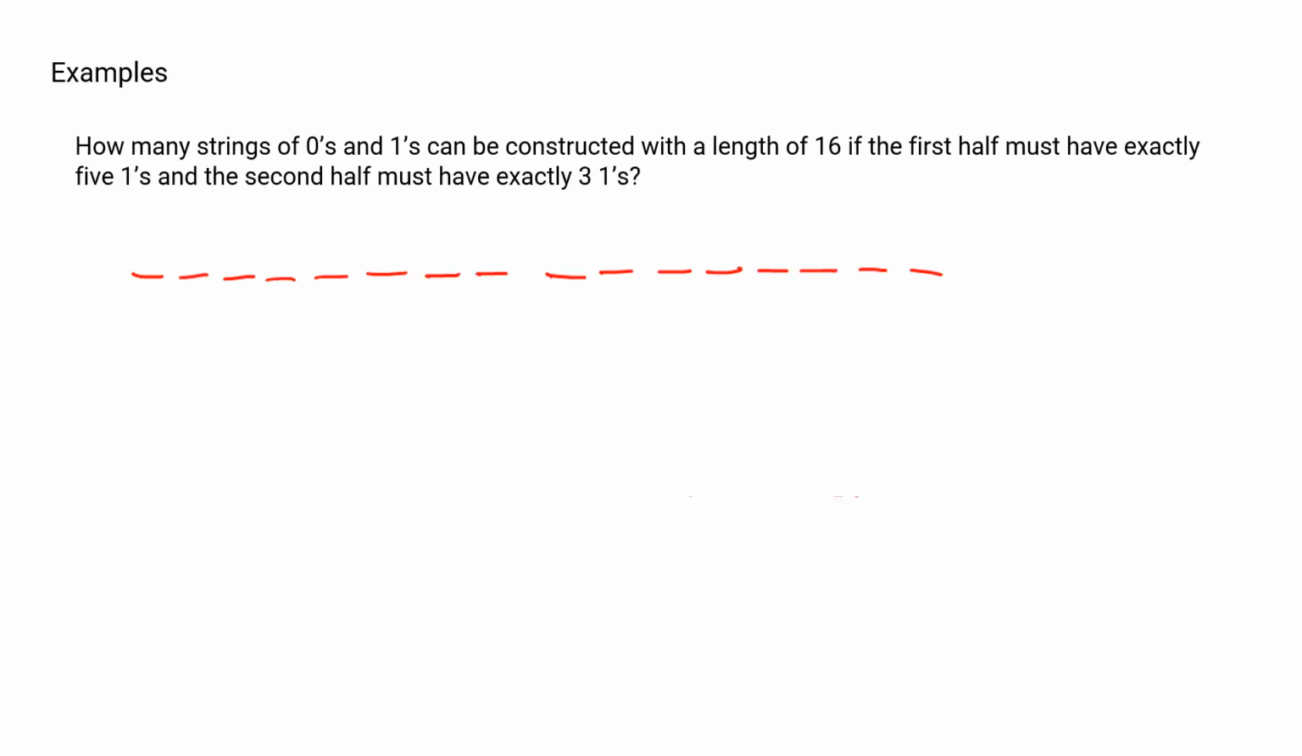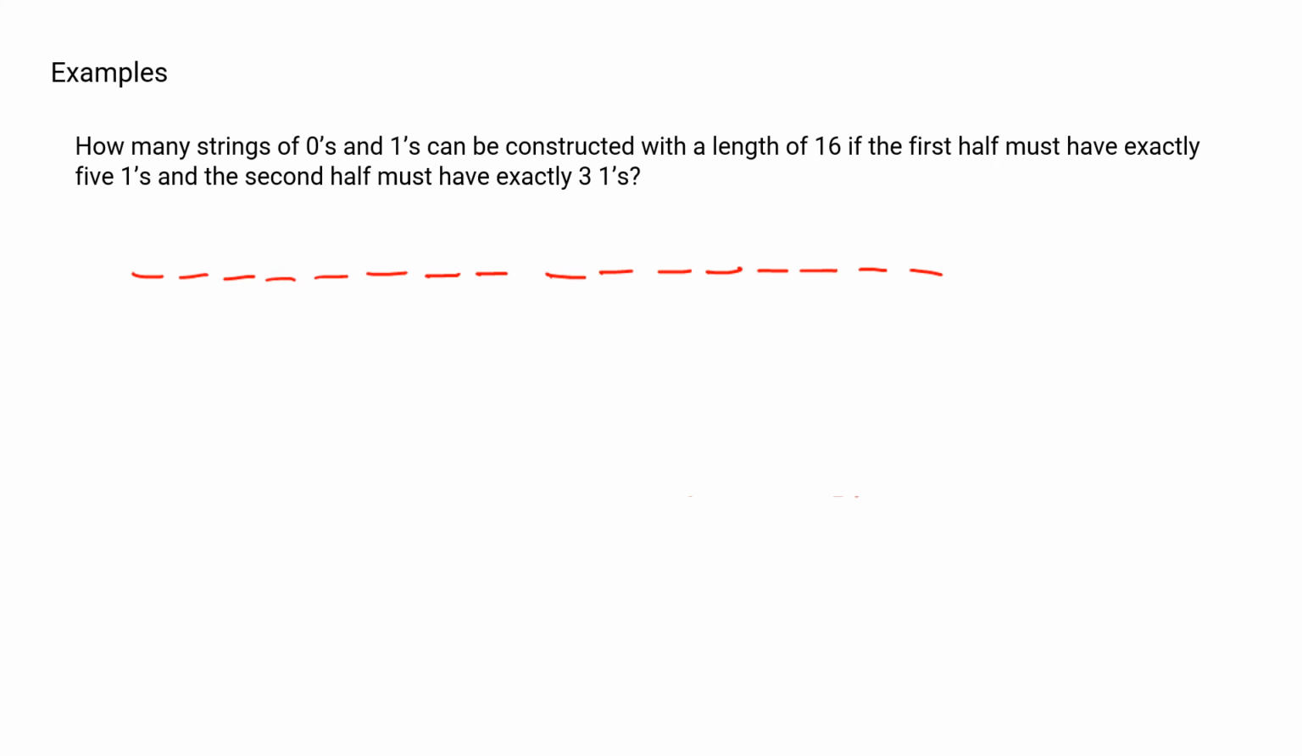Okay, one more example here. How many strings of zeros and ones can be constructed with a length of 16 if the first half must have exactly 5 ones and the second half must have exactly 3 ones? Okay, so what I would do here is I would write out all my slots there. If I did another one just like it, I wouldn't write out all the slots, but if it's something I'm thinking through fresh, haven't done it lately, I would go through this.